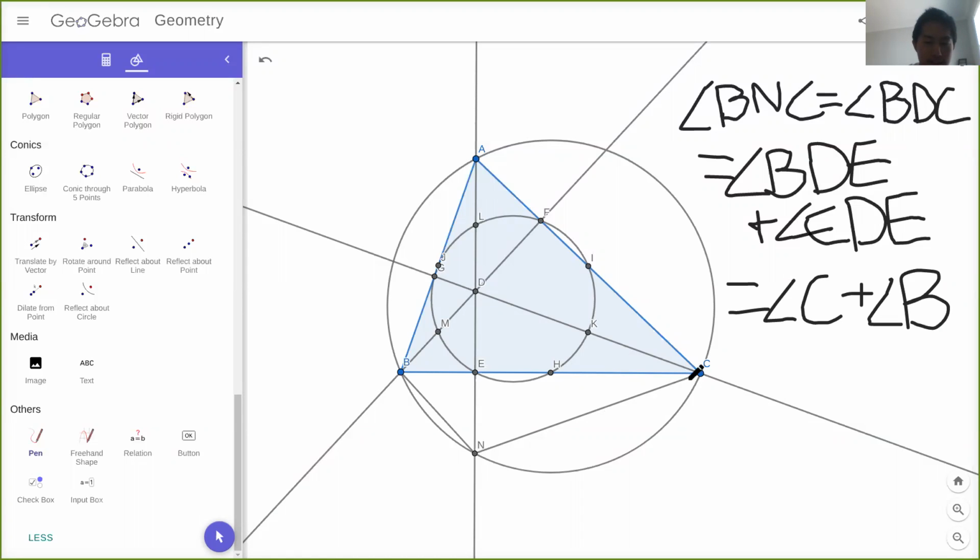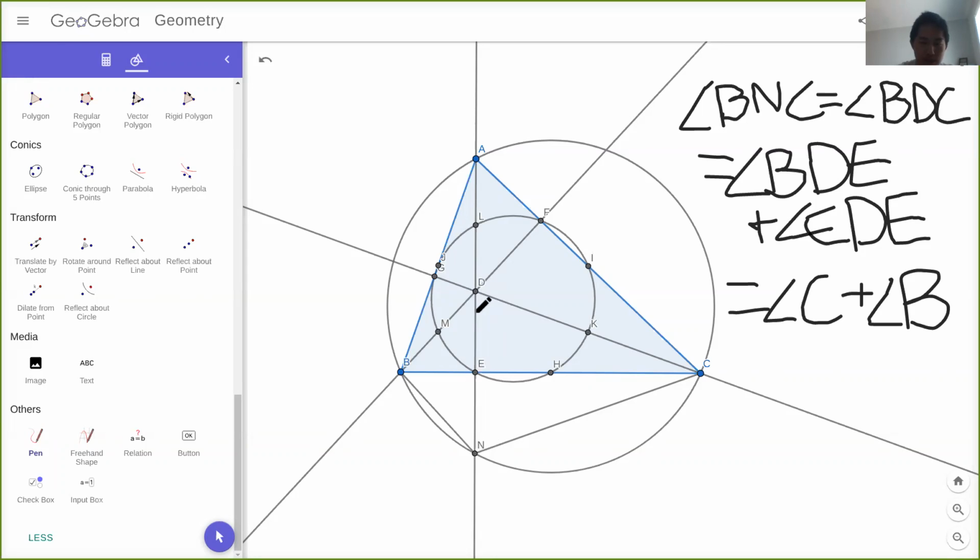So then we get that angle BNC is equal to angle B plus angle C, which is 180 minus angle A. So we've shown that when we reflect D across BC and get N, which is the same as what we get when we dilate, when we do what's called a homothety. Dilate, homothety, similarity, these are all like the same concept.